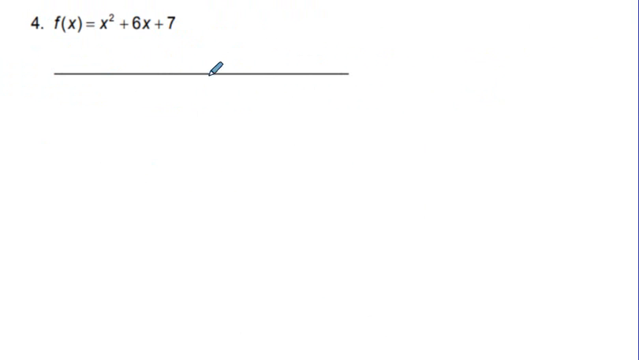Number 4, another completing the square problem. I'm going to put f of x is equal to, open parentheses, x squared plus 6x plus dot dot dot, we don't know yet, minus on the outside, dot dot dot, and finally plus 7.